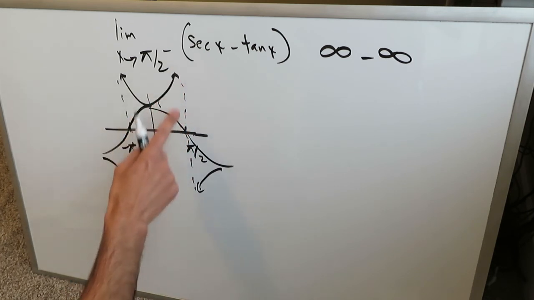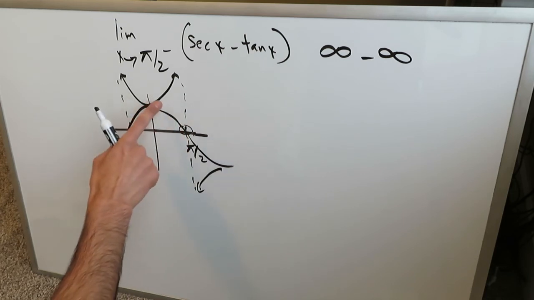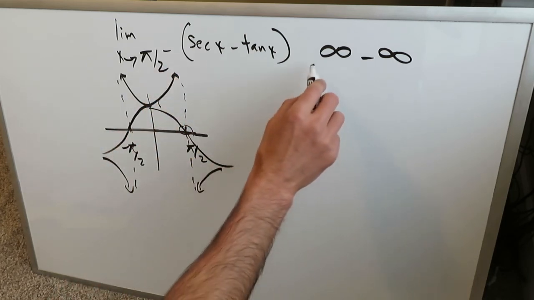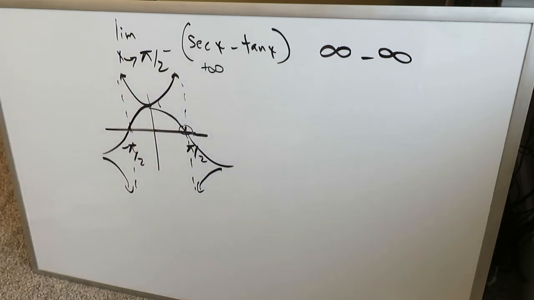Here's my 90 value, 90 over here. As the curve approaches 90 from the left, what's happening to the curve? It's approaching positive infinity. So we know we're having here a positive infinity if we just put this value here. What about the tangent curve?